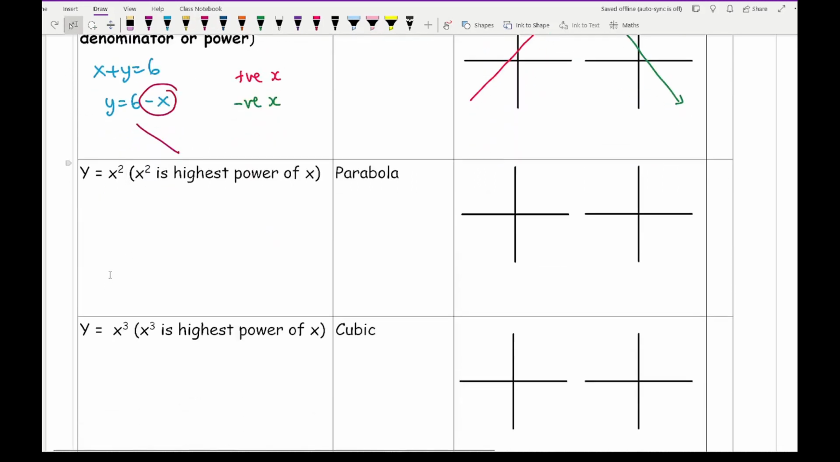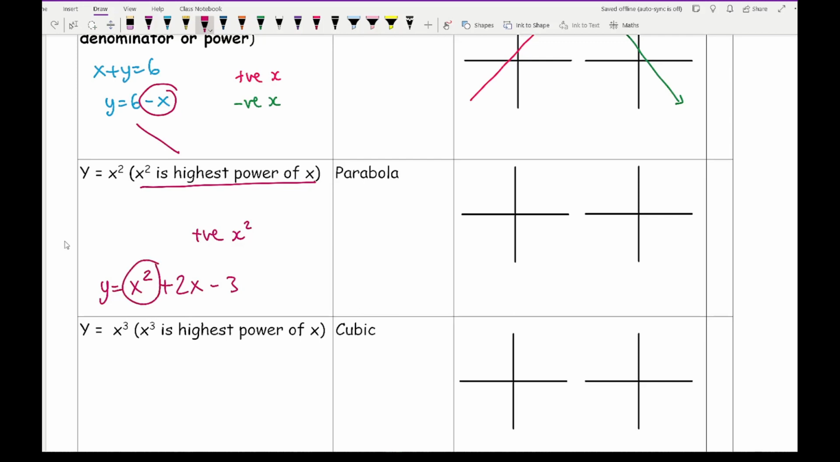When we move on to equations with x squared, this is going to be a parabola. Again, the key thing here is when x squared is the highest power of x. For example, if I had y equals x squared plus 2x minus 3, even though I've got a single x, x squared is the highest degree of x, so it will take that shape. So here I've got x squared, so it's going to be a parabola. Now, if you've got a positive x squared when y is the subject, it's going to be a U shape or a positive parabola.